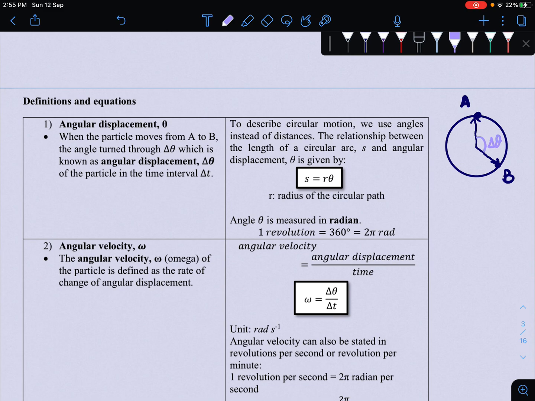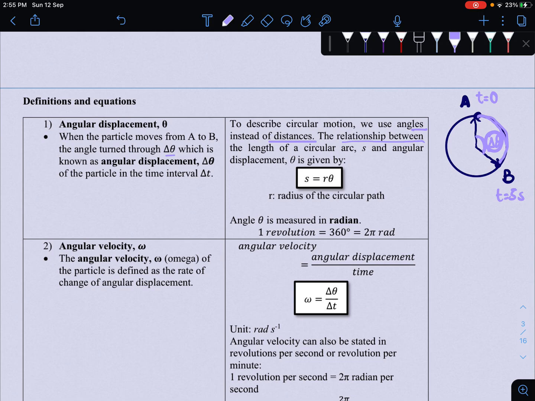Okay, this is what we call delta theta, which is known as the angular displacement of the particle in a certain time interval delta t. So when at point A, t was equal to 0. Let's say after 5 seconds, it has traveled to this particular point. It has made an angle of theta, or in terms of angular displacement, this is how much it has turned. To describe circular motion, we use angles instead of distance, because the object is making a circle here.